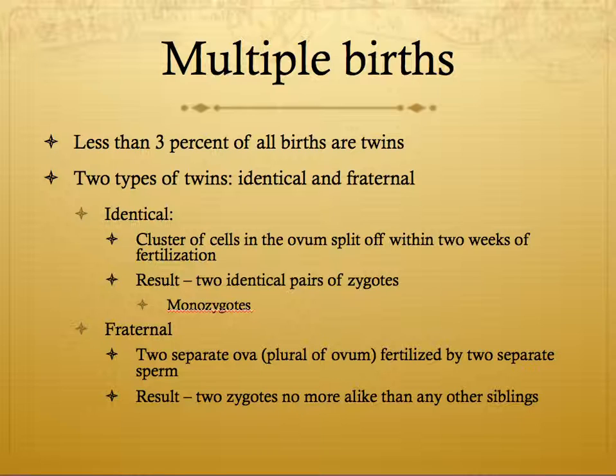And what that does is that makes it such that there are now two zygotes that are no more alike than any other siblings. So fraternal twins are basically brothers and sisters, brothers or sisters, who are born at the same time, but are not any more alike than any other brother and sister or brother or sister pair that there are. Fraternal twins are more common.